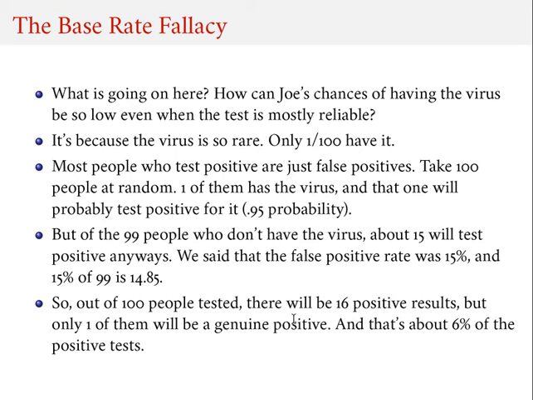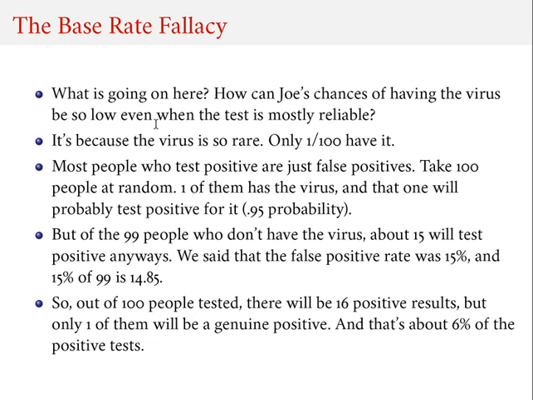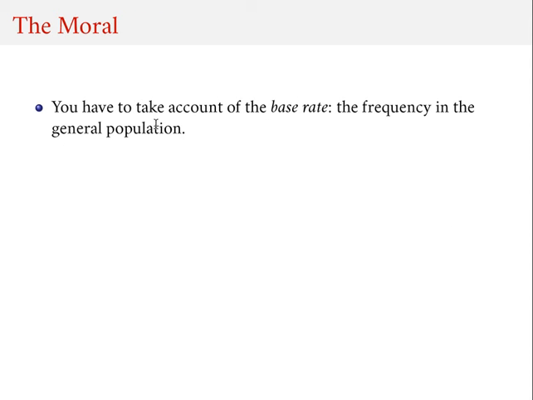And so that is how the unconditional probability of the virus, the rarity of it in the overall population, affects how we learn from the evidence that someone has tested positive. So the moral is that when you're considering questions like this, you have to take account of the base rate. You have to take account of the frequency of what you're interested in in the general population.